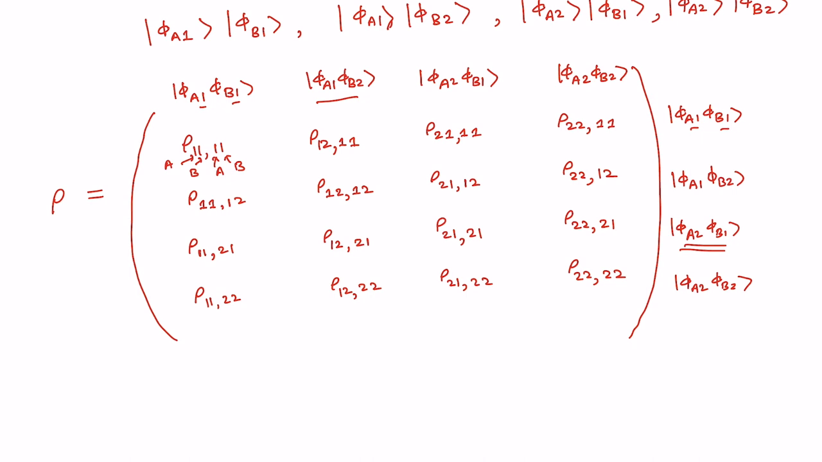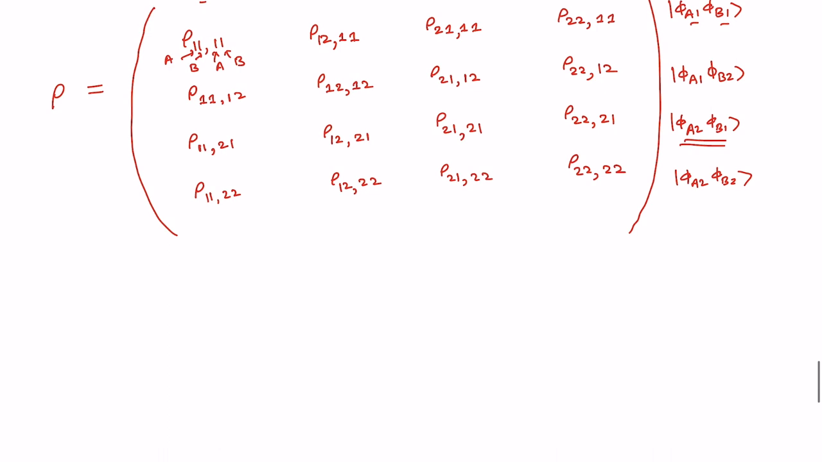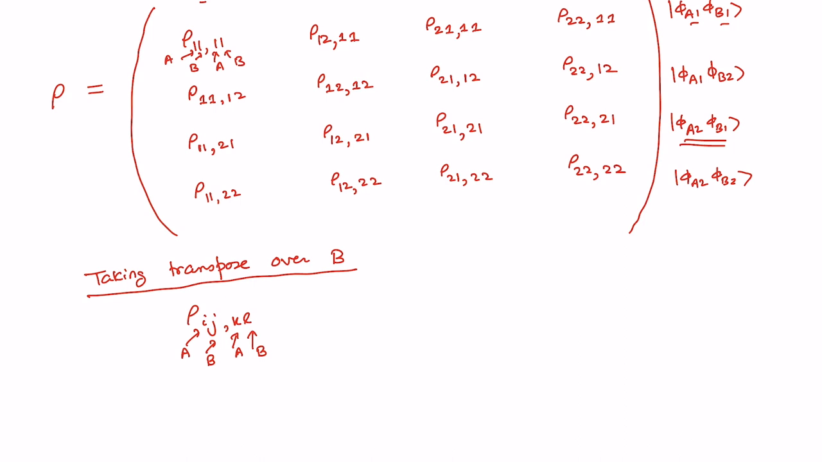Now taking transpose over B means interchanging the indices associated with B and keeping the indices belonging to A intact. So say I have the indices i j k l, where i belongs to A, j belongs to B, k belongs to A, and l belongs to B. Taking transpose over B means I will keep the indices belonging to A intact and interchange the indices belonging to B, so I'll have i l k j. So this is what we'll have.